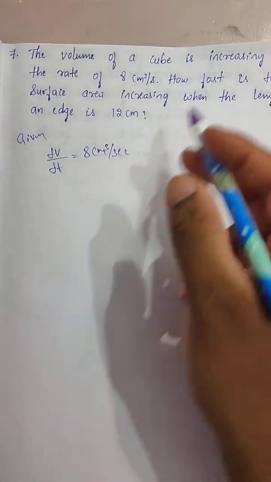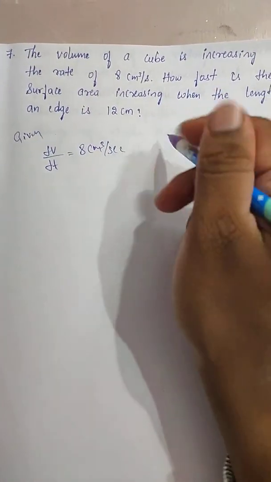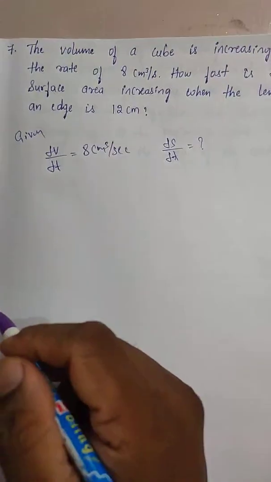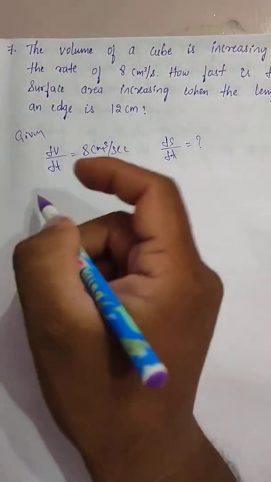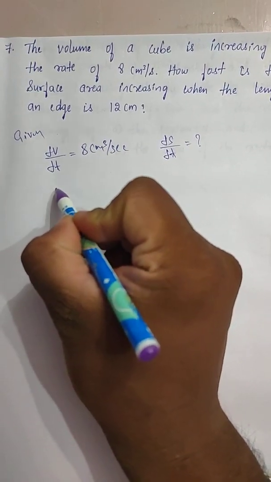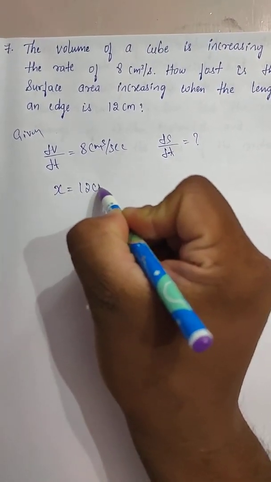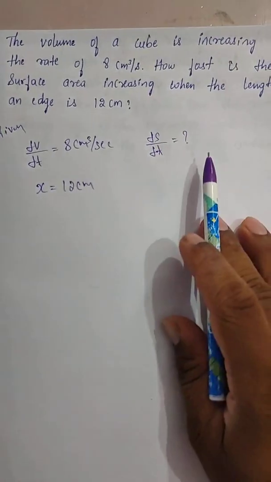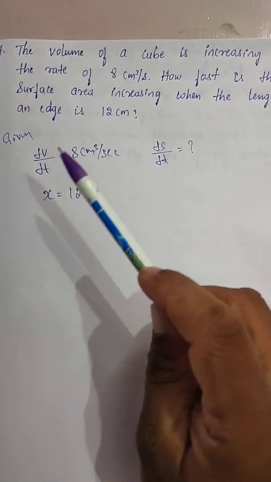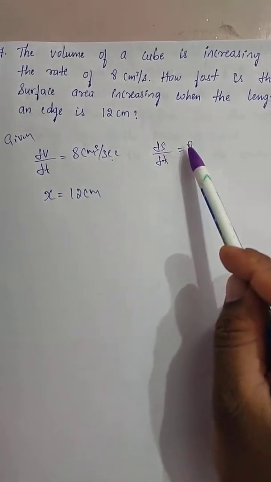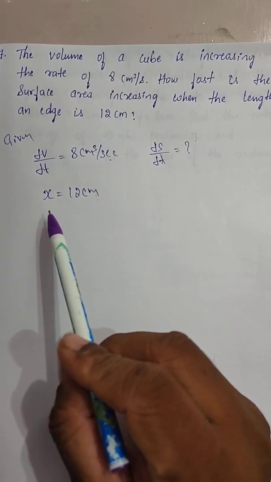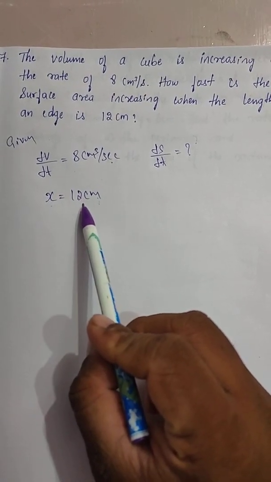Is it clear? How fast is the surface area increasing? That means you want to find the surface area, ds by dt is equal to question mark, when the length of an edge is 12 centimeter. Let us take that edge as x. So x is equal to 12 centimeter. Is it clear? Is it okay? So what they have given, we have written clearly. The volume of a cube is increasing at the rate of 8 cubic centimeter per second. How fast is the surface area increasing? So ds by dt is equal to question mark, when the length of an edge is 12 centimeter.